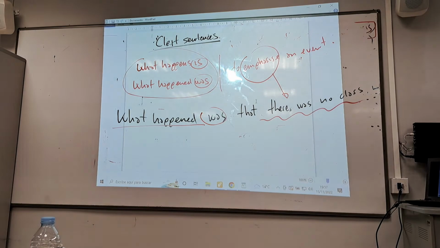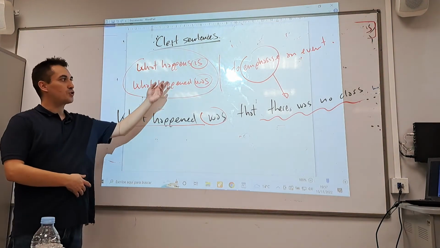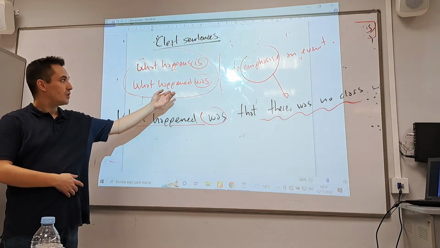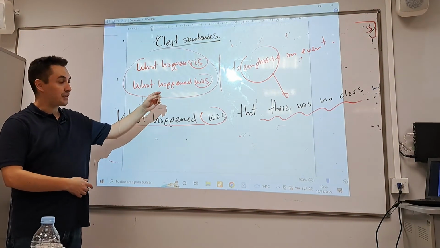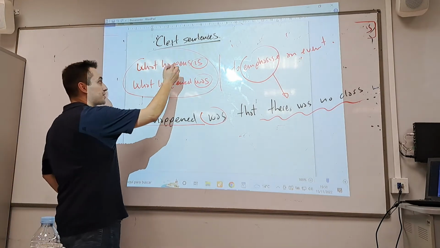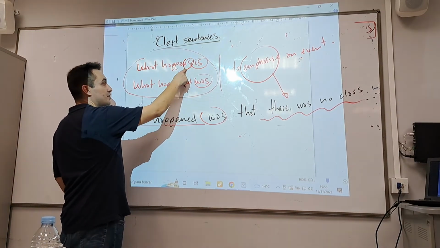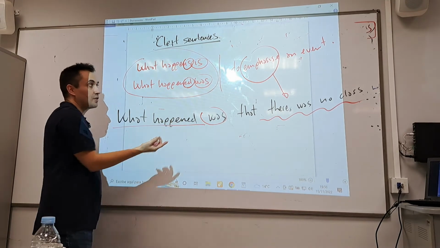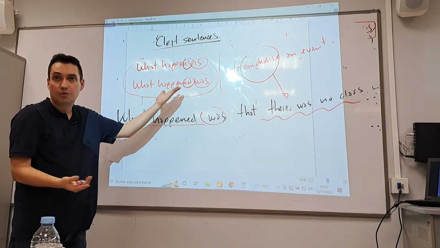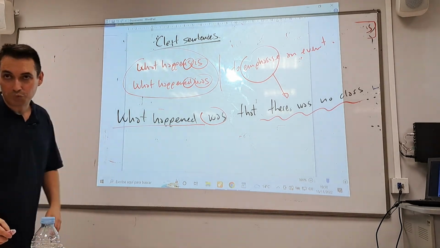What will happen is... Normally these two are the most common expressions, but yeah: what happens, what happened, what will happen. As you can see, we're changing the tense of happen, yeah? Happens, present. Happened, past. What is the future of happen? Will happen, yeah? What will happen?